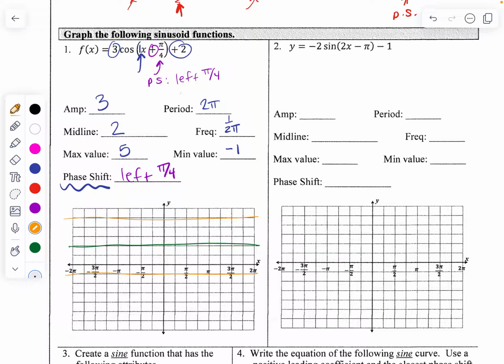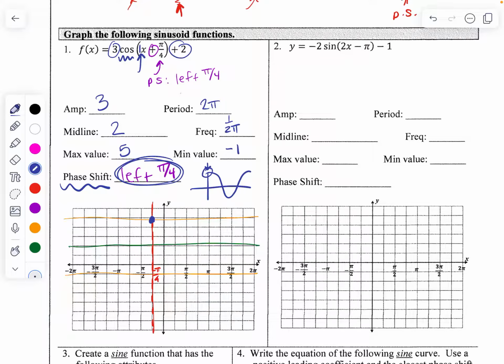So I'm going to make myself a new starting grid, and I know that my starting is going to happen at this negative pi over 4 right here. So I'm drawing that in as a new starting axis, and then from there we can start to graph. So we're starting at cosine is our peak. So on my new starting axis, this is my maximum.